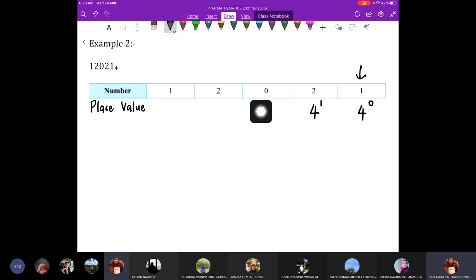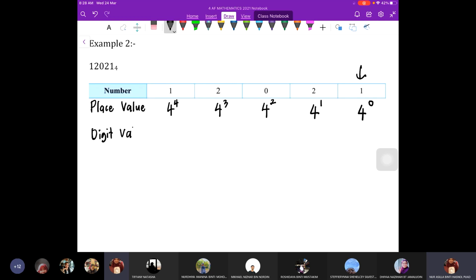0. Apakah place value dia? Apa place value dia? 4 to the power of 2 kan, Miss? Ya, betul. 4 to the power of 2. Okay, so finally 2 will be 4 to the power of 3 and then 1 will be 4 to the power of 4. Okay, so digit value.